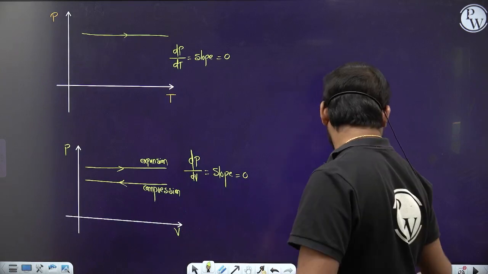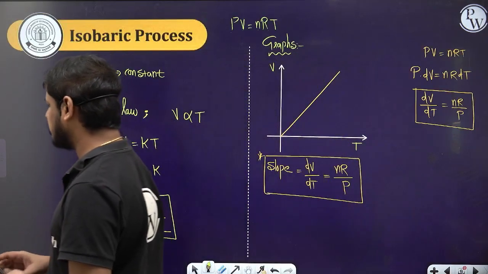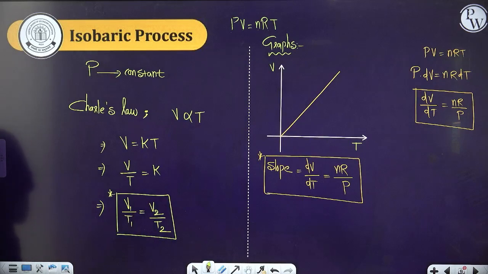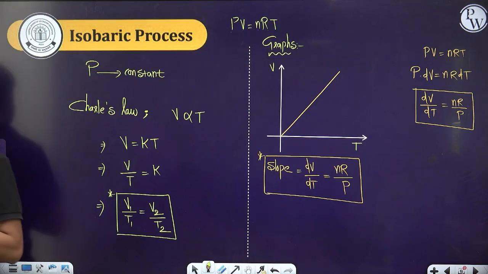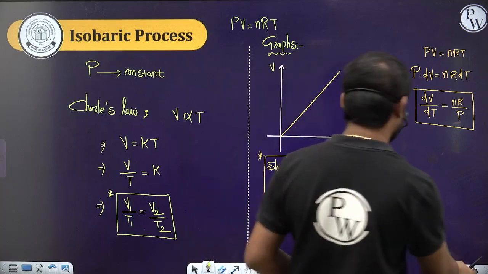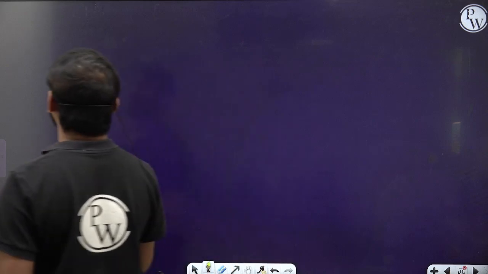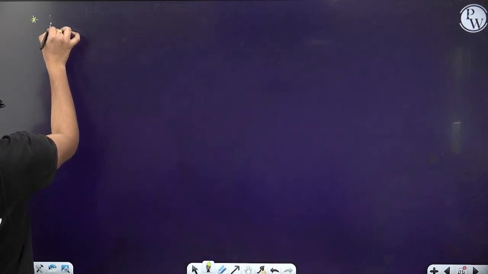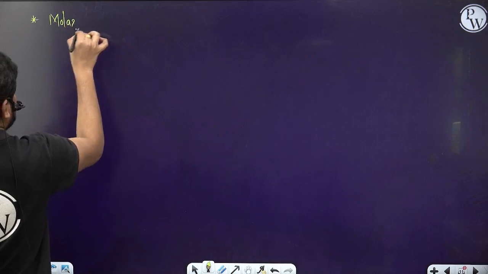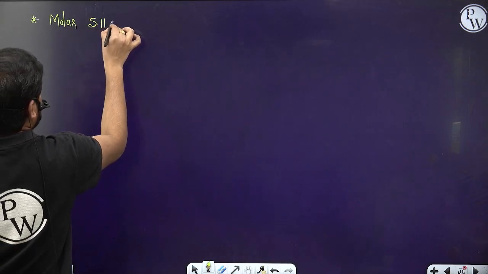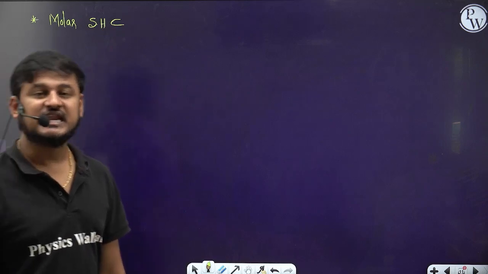Just have a look at them. We'll move further. Done? Next, the next important points. Shall we do it in the next slide? Yes, better. So let's go for the molar specific heat capacity in the isobaric process.